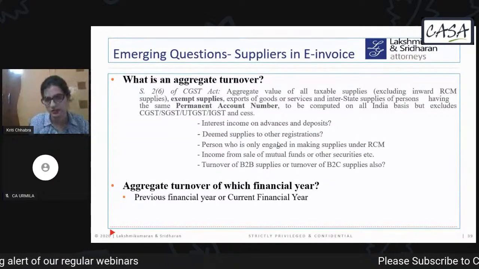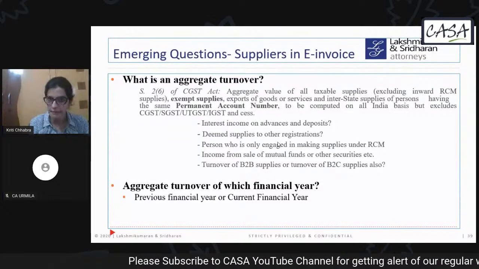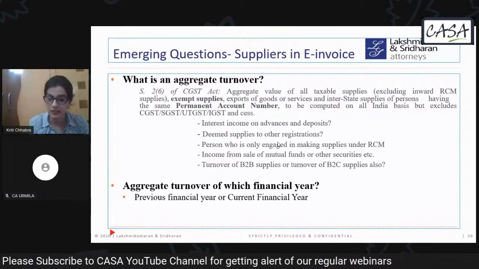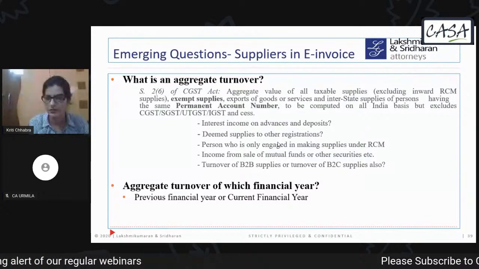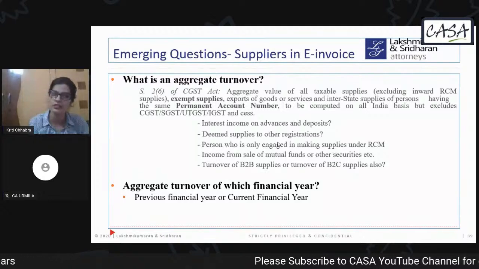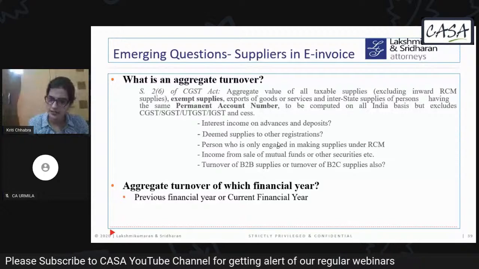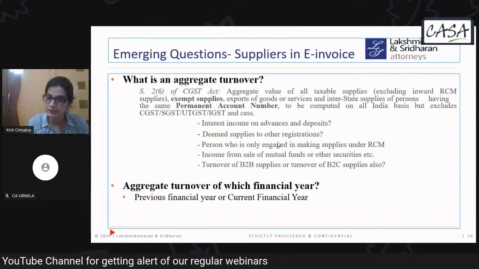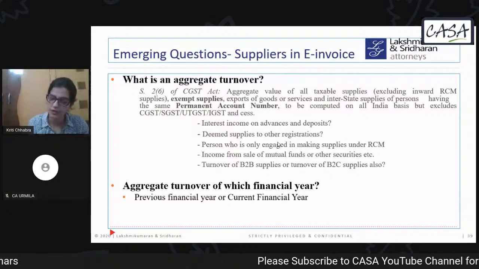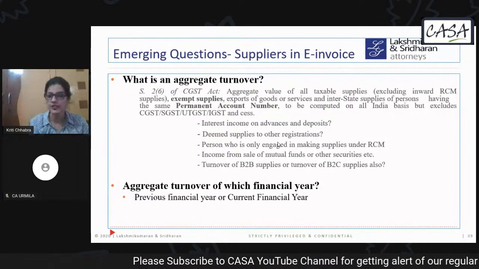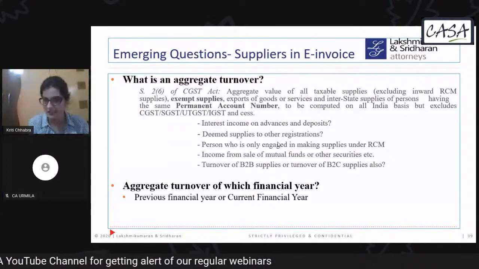So here comes the question: what is the fate of interest income on advance or deposit? For example, a person, say an airline, has given some deposit or advances to another company, and they are earning certain interest income on that. That interest income is otherwise exempt under GST. But when we see the scope of aggregate value of taxable supply, that includes exempt supply. So whether that should be included in the ambit of aggregate value, in my view, yes, that should be included because there is no specific exemption for such exempt income.